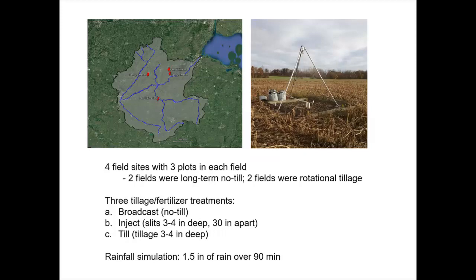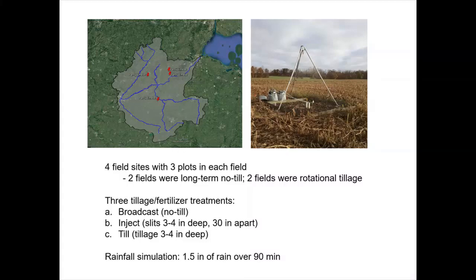So we expanded upon that a few years later, and we went to 4 field sites, and we had 3 plots in each field. This experiment revolved around fertilizer placement, but we're just going to talk about the water transport today. Before the experiment, 2 fields were long-term no-till, 2 were rotationally tilled, just to give you some background about the fields.